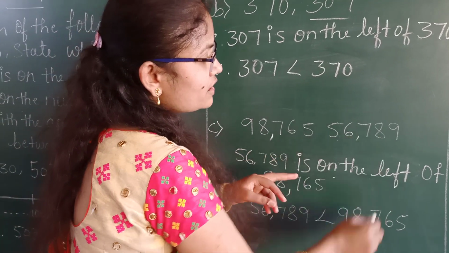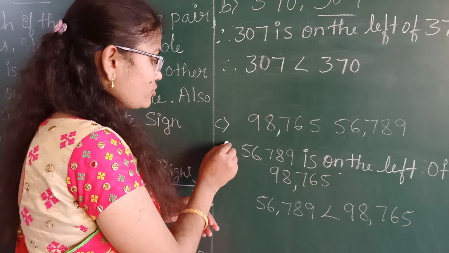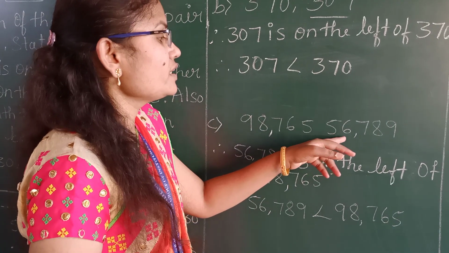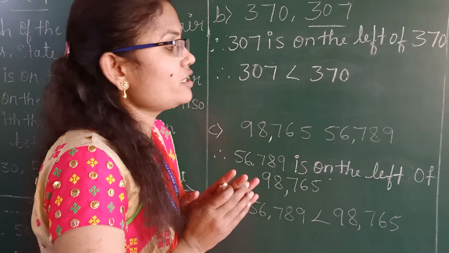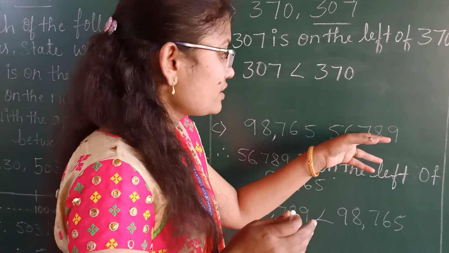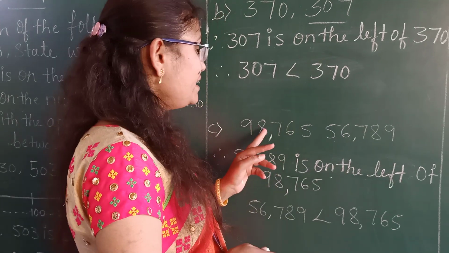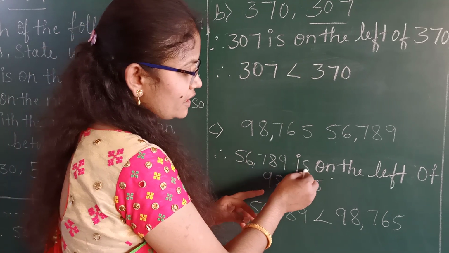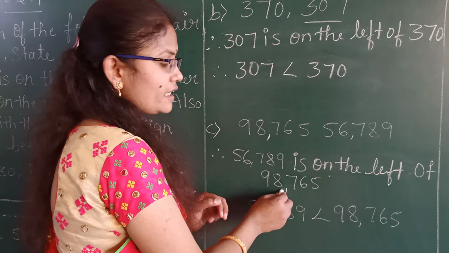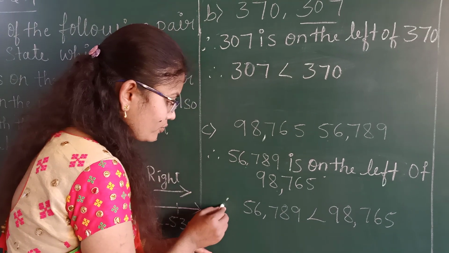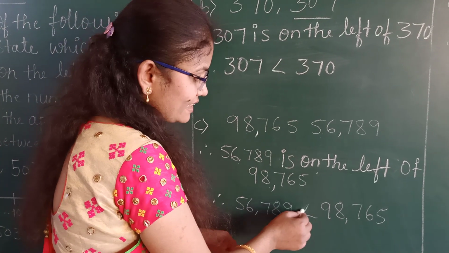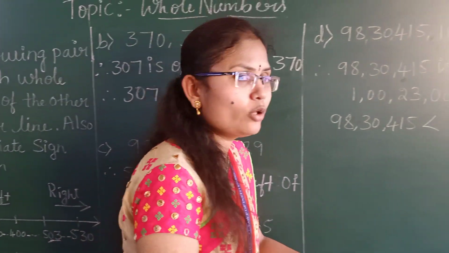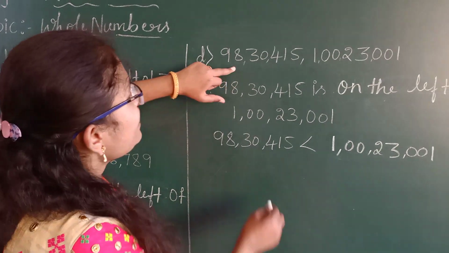98,765 and 56,789. Now you can observe here, compared to 98,765, 56,789 is the smallest number. So 56,789 is left of 98,765. Therefore 56,789 is on the left of 98,765. Therefore 56,789 is lesser than 98,765.